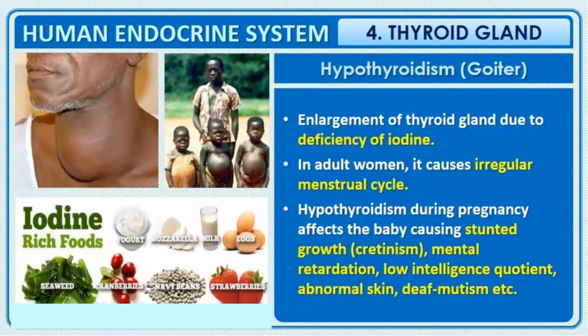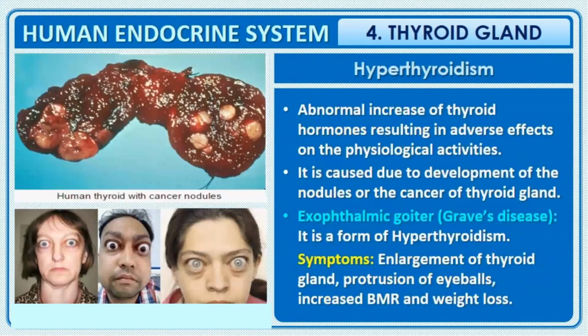In the absence of iodine, it leads to goiter, which is enlargement of the thyroid gland due to deficiency of iodine. In adult women, it causes irregular menstrual cycle. During pregnancy, it affects the baby and causes stunted growth, mental retardation, low intelligence quotient, abnormal skin, deafness, etc.